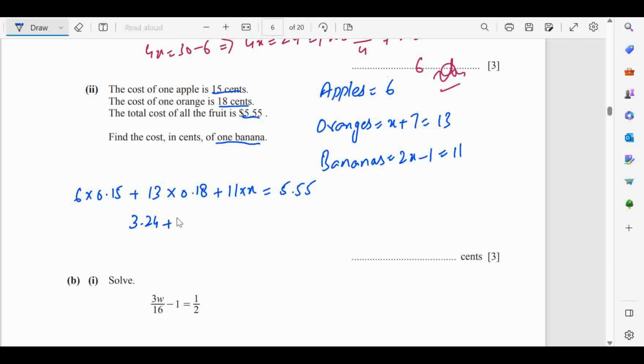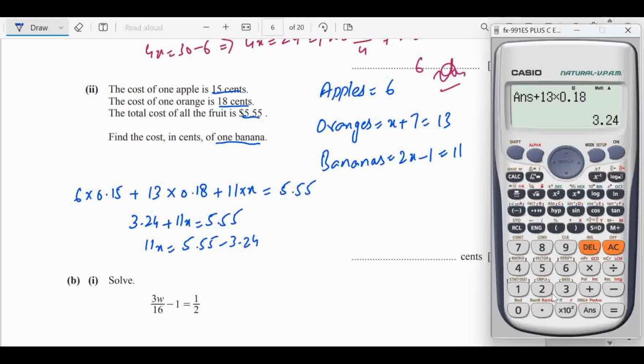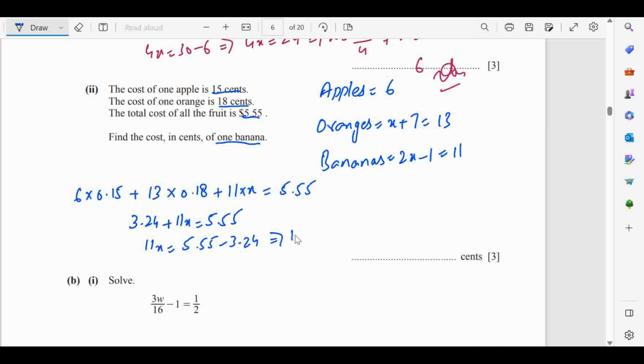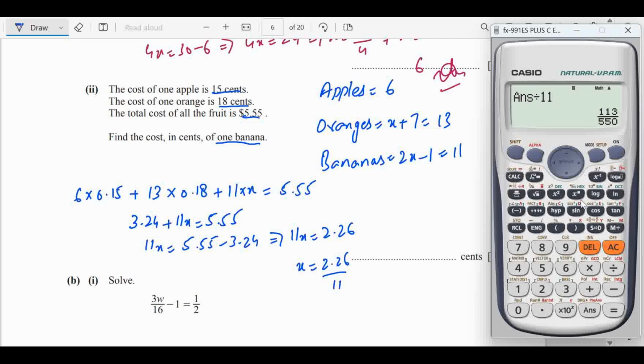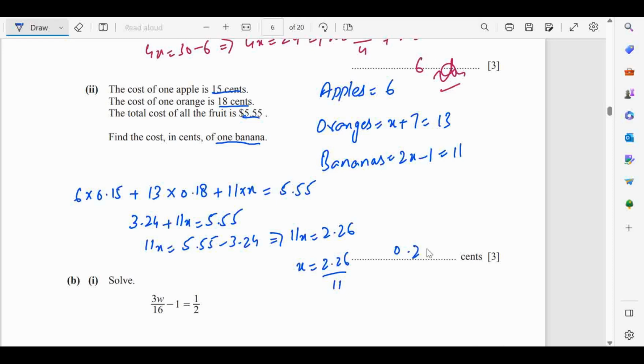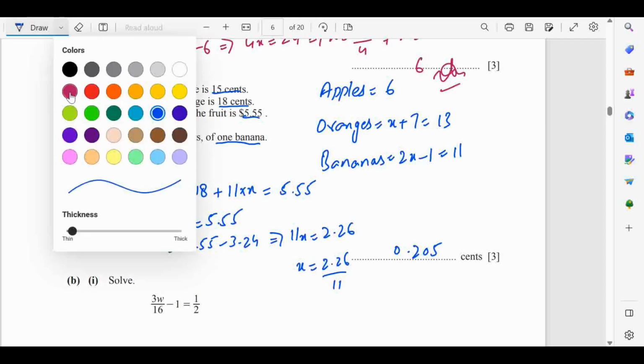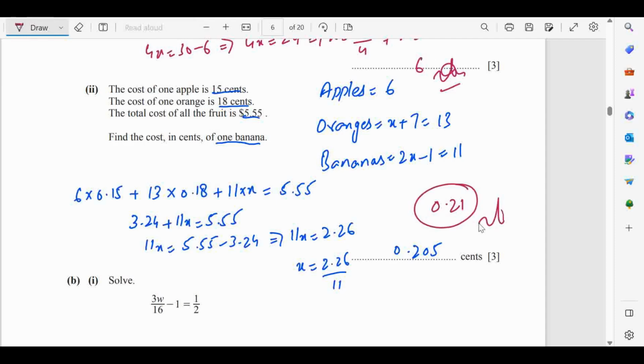So 3.24 plus 11x is equal to 5.55. So 11x will be equal to 5.55 minus 3.24, which is equal to 2.31. So 11x is equal to 2.31, and x will be equal to 2.31 divided by 11, which is about 0.21. This will be the number of cents for the bananas. If we round it off, the final answer will be 0.21.